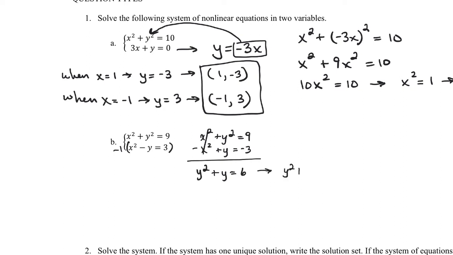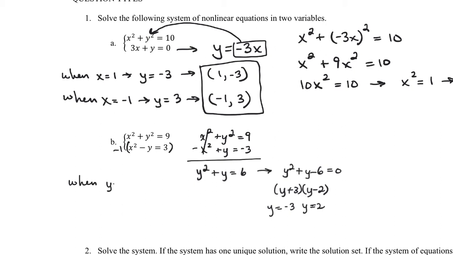If you subtract 6, then you can factor to y plus 3 and y minus 2. So you have y equals negative 3 and y equals 2. Now we need to solve for the x values.